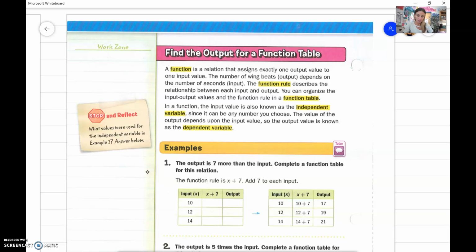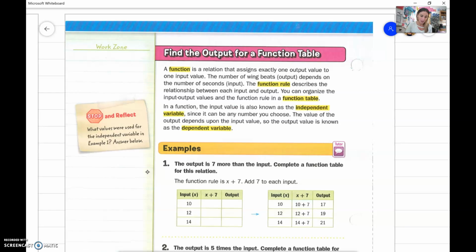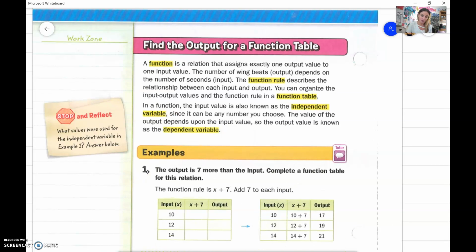So take a look. We're going to just talk really quickly about some of the vocabulary words that you need to know. So a function is a relation that assigns exactly one output value to one input value. So that's what a function is. And then a function rule describes the relationship between each input and output, and we're going to talk all about that. And then a function table is how you organize your input and output values. Okay, that's a function table. It's how you organize.